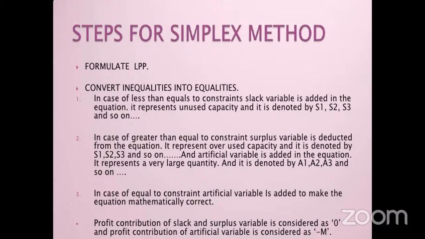Second point, in case of greater than or equals to equation or constraints, surplus variable is deducted from the equation. It represents overused capacity. Overused means what? Excess amount. And it is denoted by S1, S2, S3 and so on only. And artificial variable is added in the same greater than equation. It represents a very large quantity and it is denoted by A1, A2, A3 and so on. So whenever there is a greater than equals to equation, we need to subtract the surplus variable and add the artificial variable.